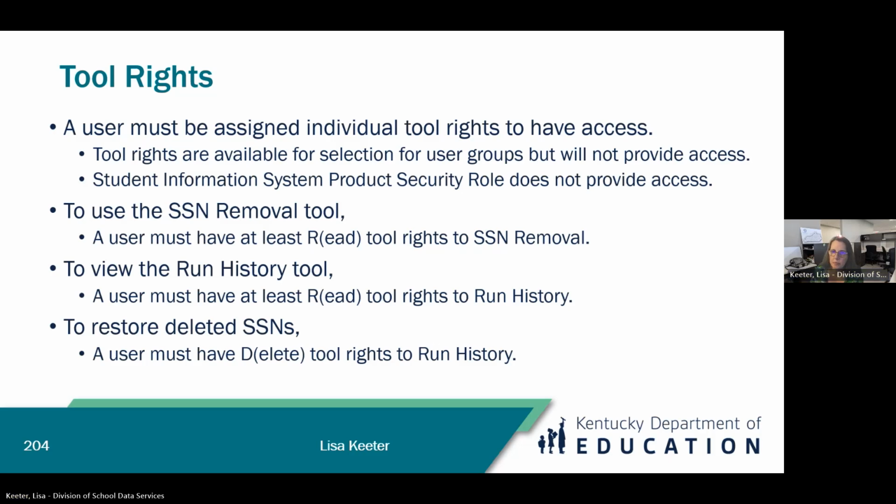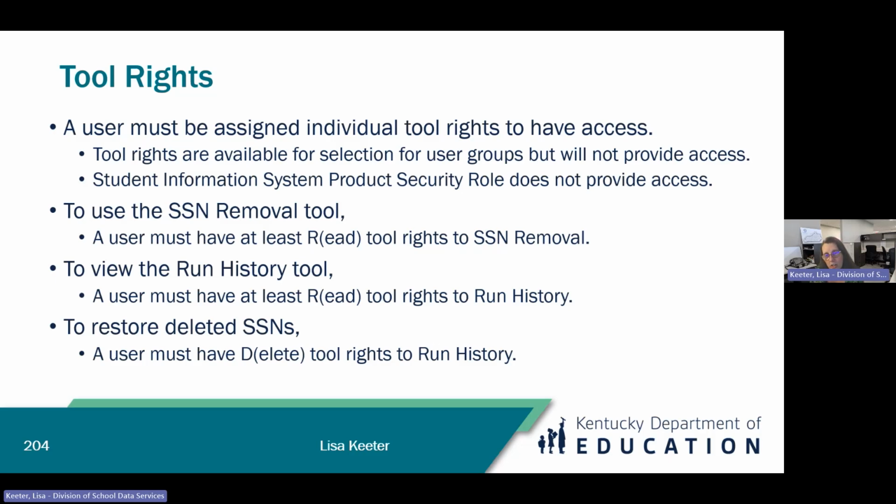To use the SSN removal tool, you must have read access to that tool. To view the run history tool, you must have read access to it. You can give more people access to view the run history so they know which accounts have been, not users and not accounts, it's persons, which person records have been affected and had a Social Security number removed.